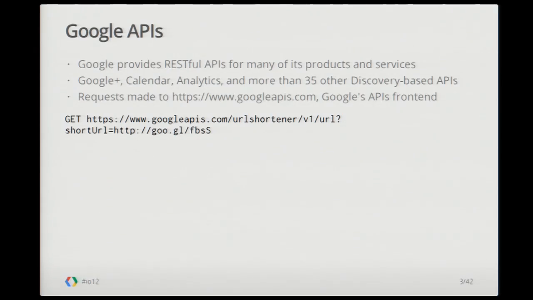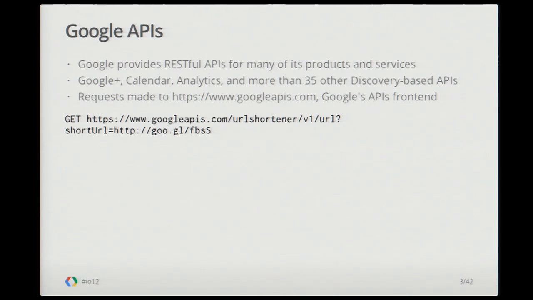So a little bit about our APIs. We provide many RESTful APIs for most of our products and services. This includes Google+, Calendar, Analytics, and over 35 more discovery-based APIs. We even announced a few here at Google I/O. Hopefully you've seen some of those sessions. Requests are typically made to www.googleapis.com, which is Google's APIs front end.